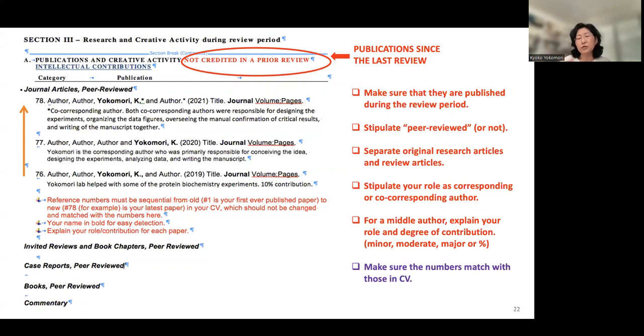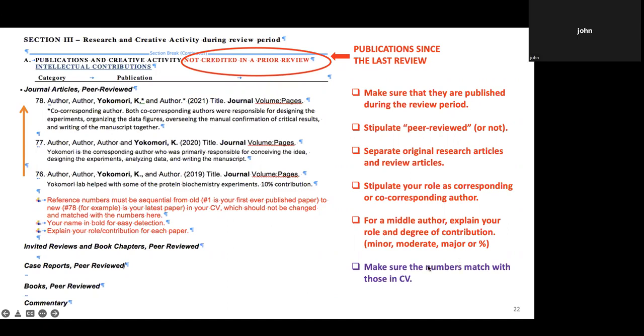So every year you can add new articles with the newer numbers and you never need to touch the old ones. Sometimes CAP will cross-reference and validate old articles. So once the number is assigned to one article, that should not be changed. Okay, so this is the way you want to arrange it, and make sure that the numbers match those in the CV. That's a really important rule.